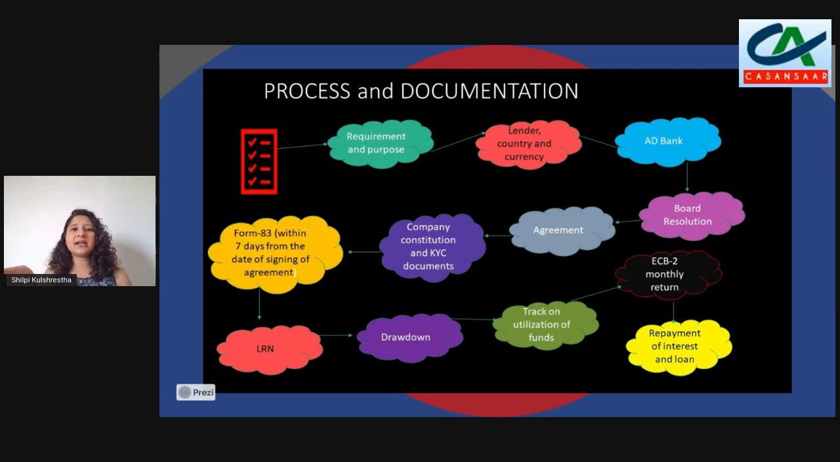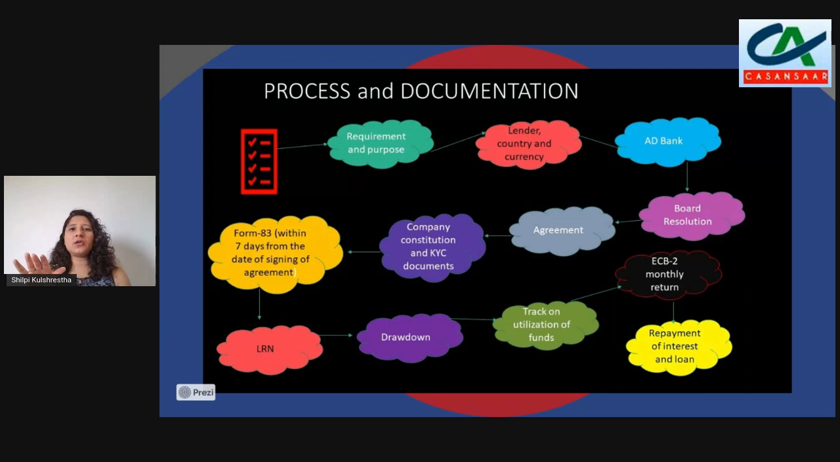And once your bank is identified, you can talk to their staff, your relationship manager, to know further how they are processing it, whether they are processing it or not, and what all the requirements are. Next is board resolution.